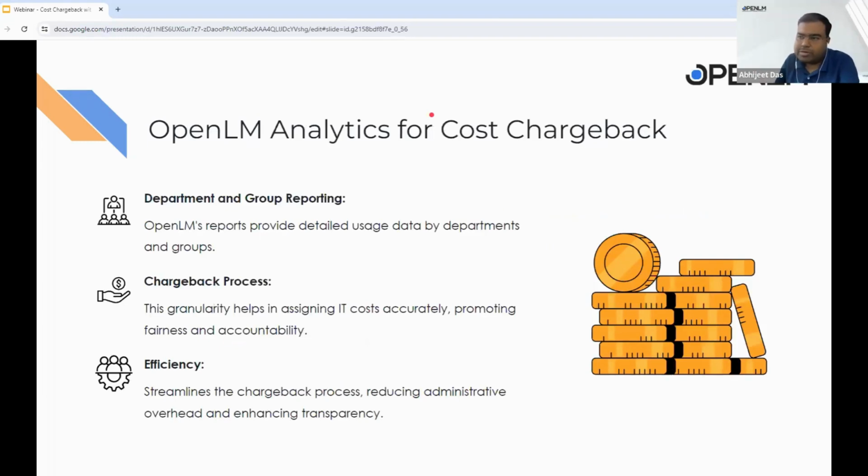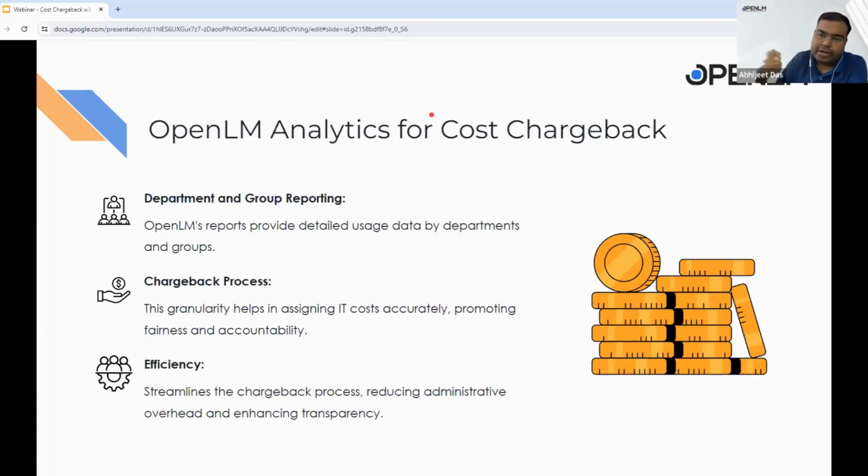So to summarize here, we get the department and group reporting from OpenLM. This granular information will help you in assigning IT cost accurately and promoting fairness and accountability. Also, it gives you efficiency. So once you have this chargeback policy implemented accurately, and you get all the information through the OpenLM system, then the productivity, or I would say the efficiency, of license usage also increases.